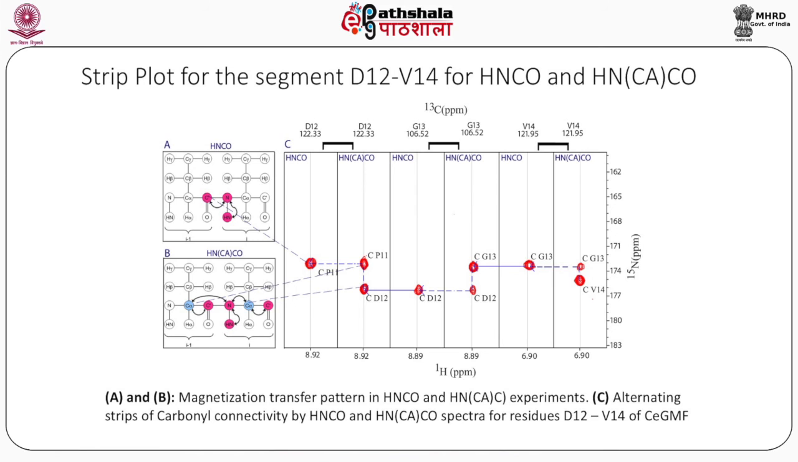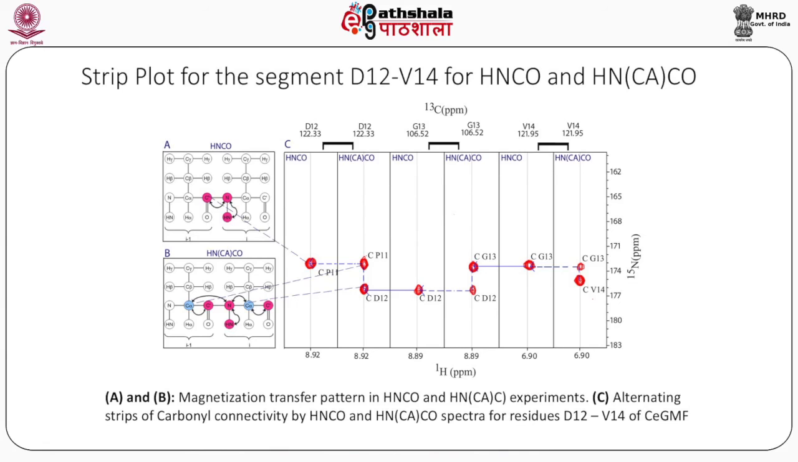Let us look at the HNCA-CO strip of V14. This strip shows 2 peaks, both of which are the carbonyl chemical shifts. The stronger one is the carbonyl chemical shift of V14 itself, whereas the weaker one is the chemical shift of the preceding residue. And as you can see the match, the weaker peak matches to the adjacent peak in the HNCO strip.